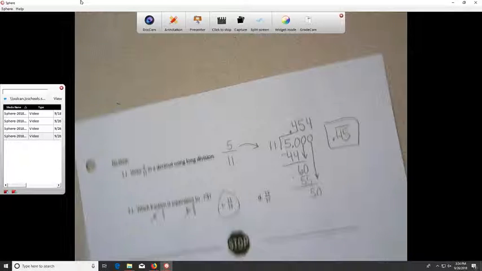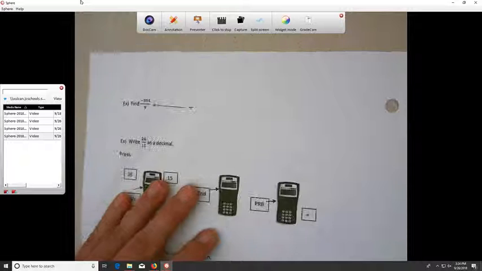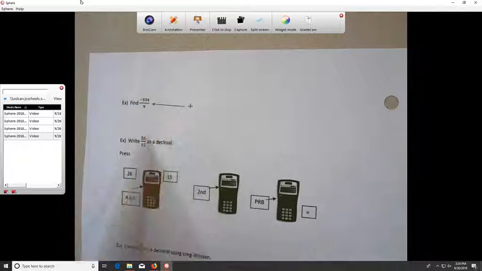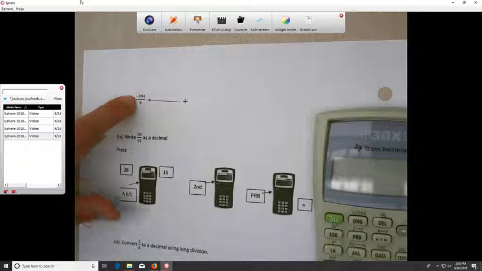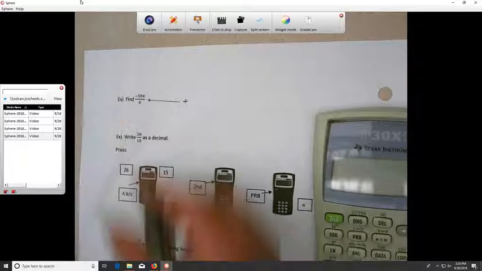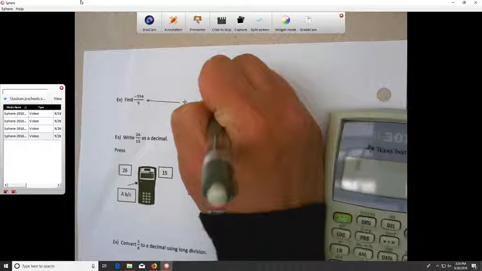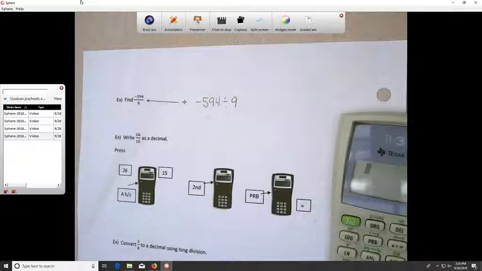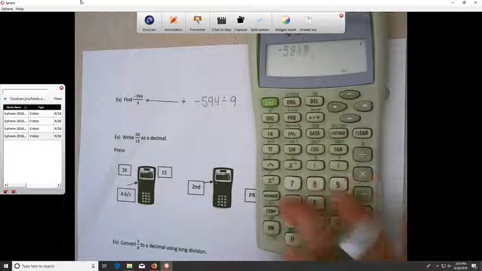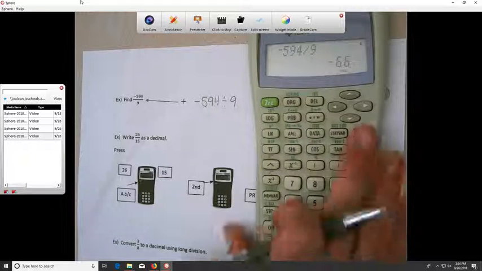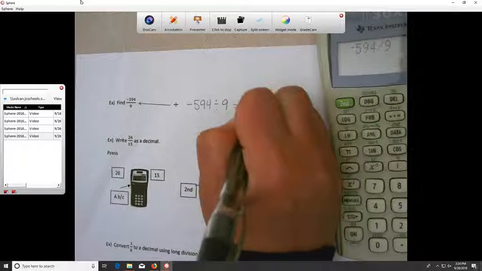Alright, so if you flip to the back. The other topic that we talked about the other day was adding, or not adding, but multiplying and dividing integers. And we went over our rules for that. Well, you have a calculator for the quiz, so you don't really need to worry about the rules. You're just going to type this in. Now remember, fraction means division. So this is really just negative 594 divided by 9. Alright, so I'm just going to type that in. Negative, make sure you're using that negative button, 594 divided by 9. And we end up with an answer of negative 66.